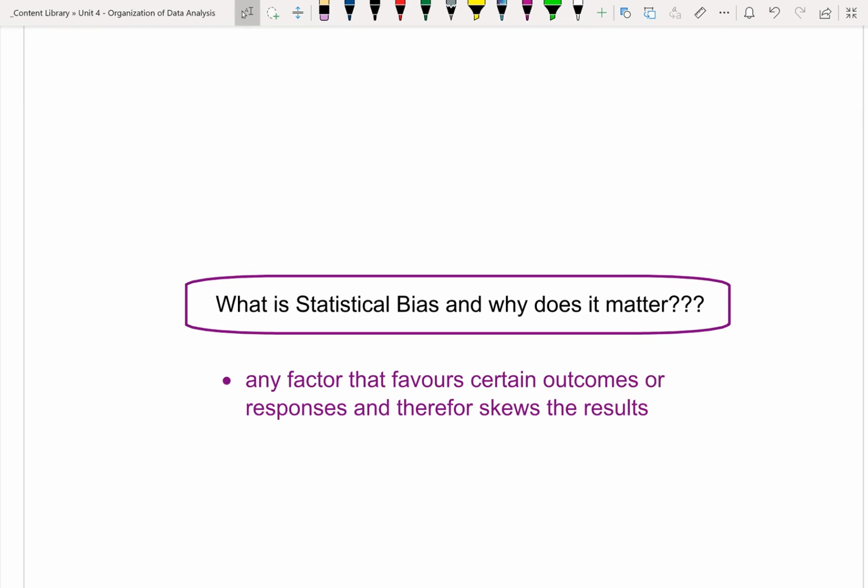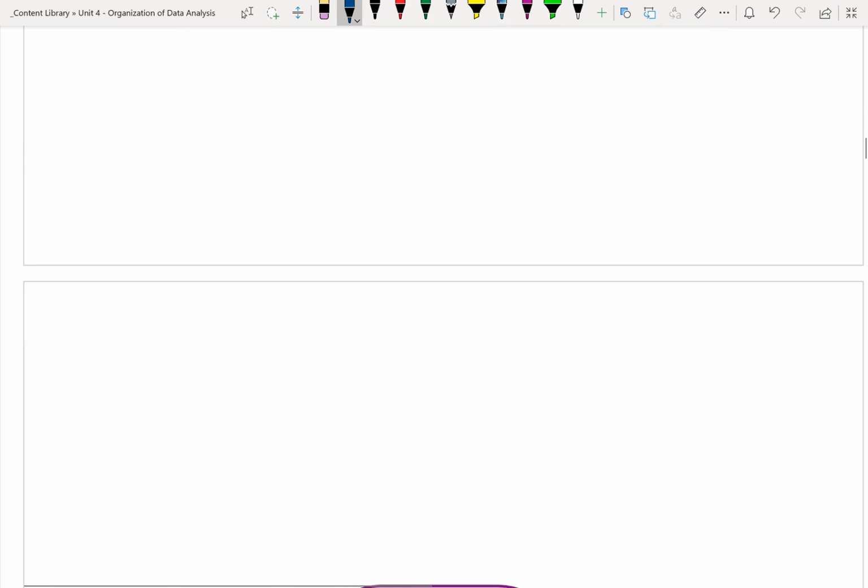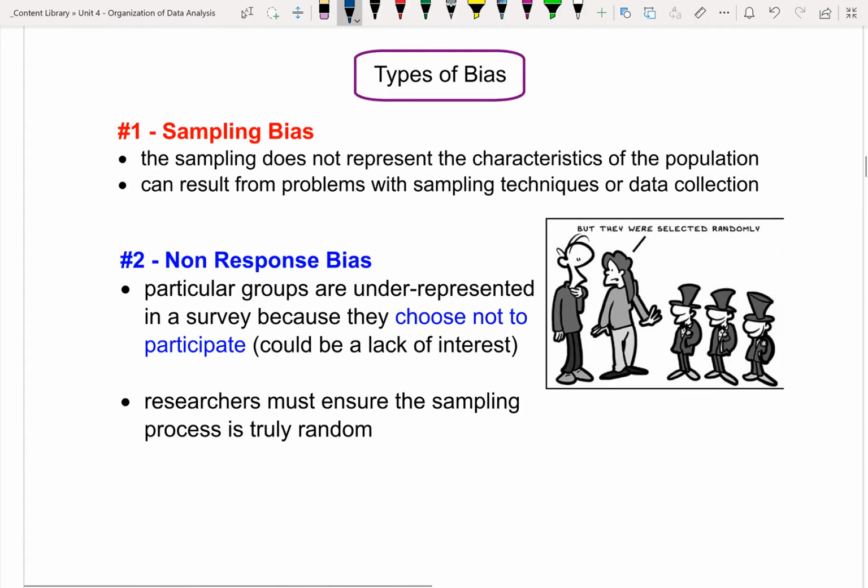So what is statistical bias and why does it matter? Well, a statistical bias is any factor that favors certain outcomes or responses and therefore skews the results. So if we're looking at our surveys, basically anything that can change or persuade the outcome of our survey. And we're going to look at different ways that can happen. So the types of bias that we could have.